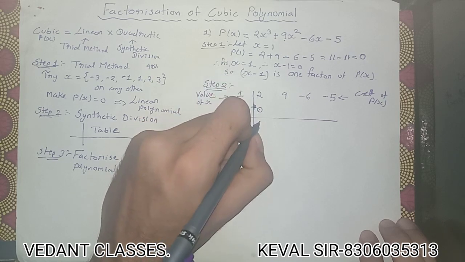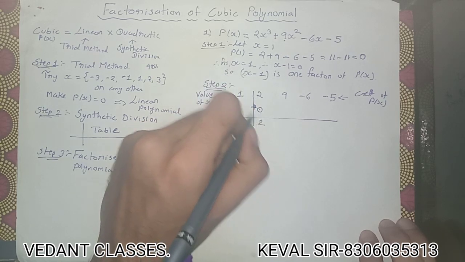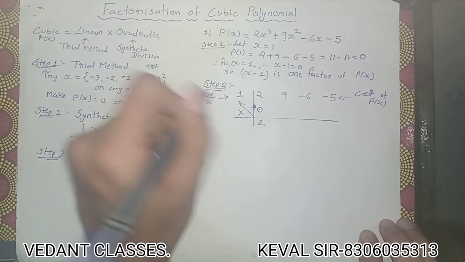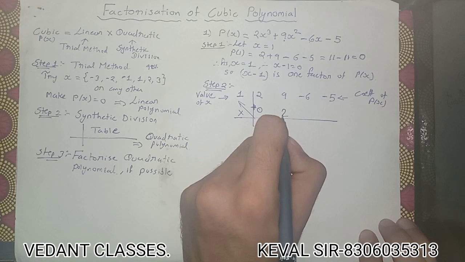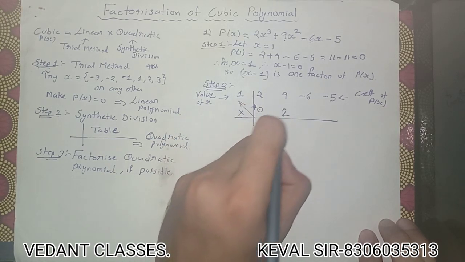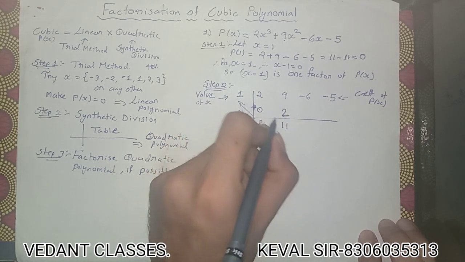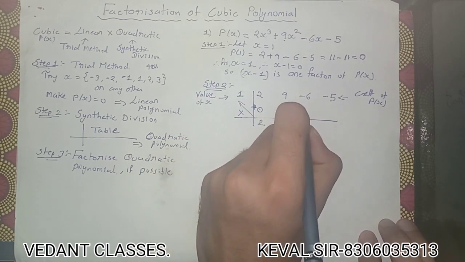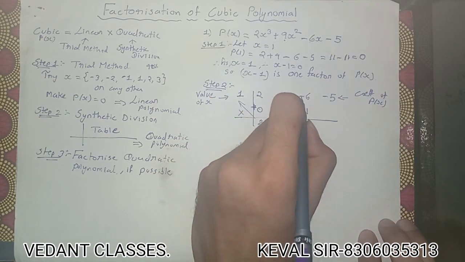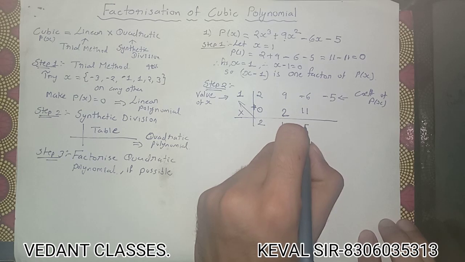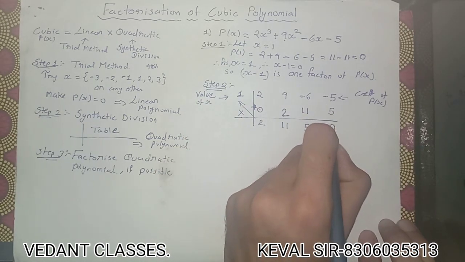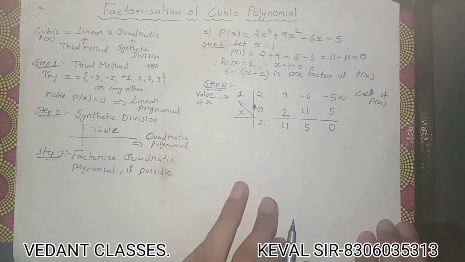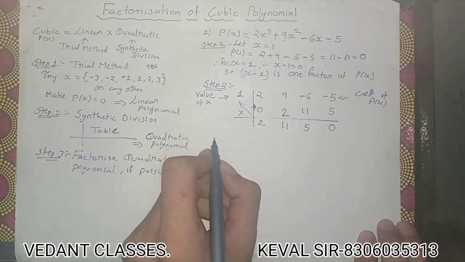So 2 plus 0 will be 2. Now you need to multiply 2 with this and write the answer here. So 2 ones are 2. Then 9 plus 2 is 11. Again multiply 11 into 1, so this will be 11. Then minus 6 plus 11 is 5. Then 5 into 1 is 5, so this will get 0. Now you can get the other factor.